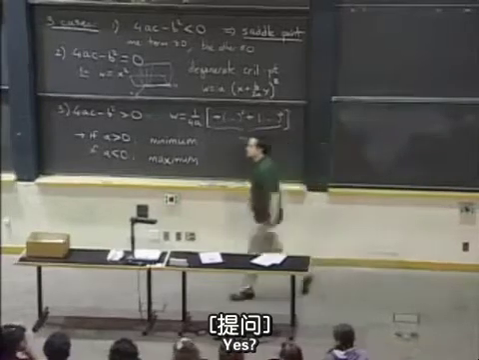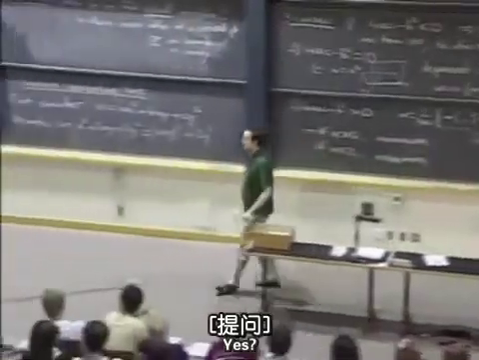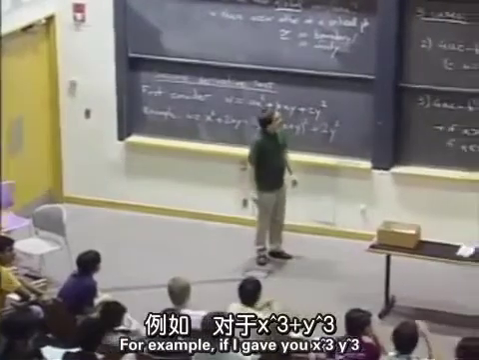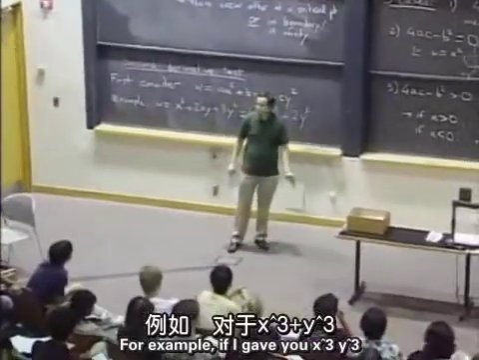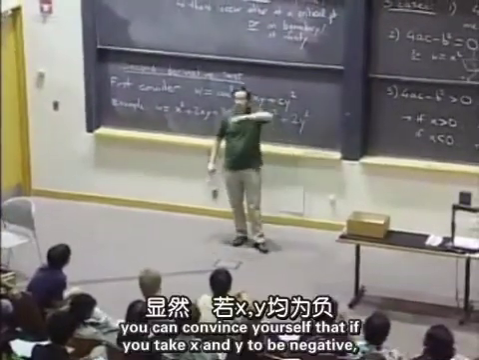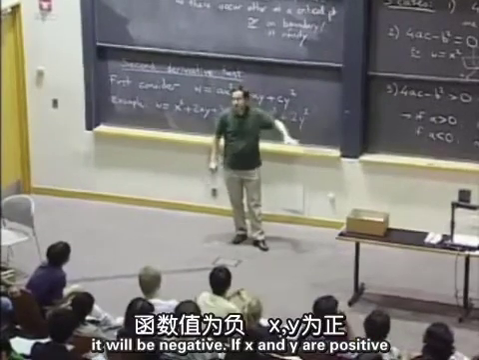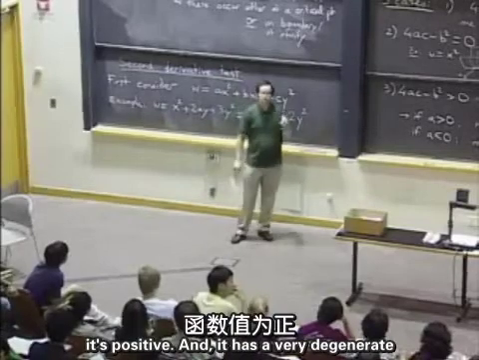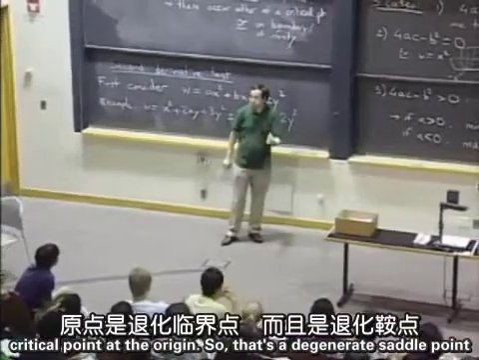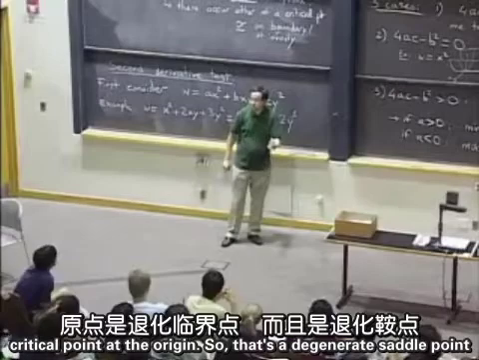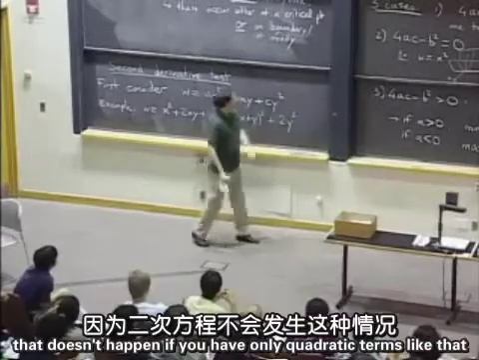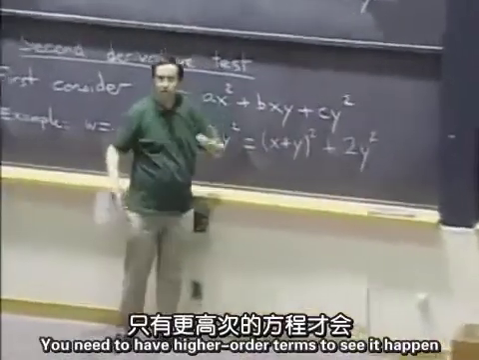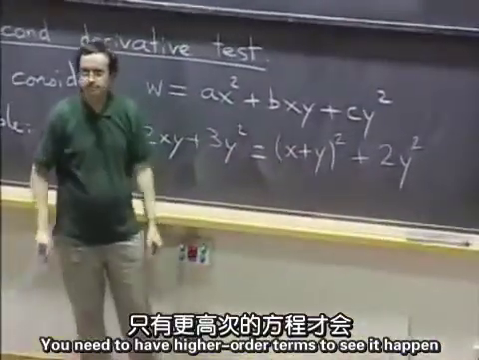Yes? It is possible to have a degenerate saddle point. For example, if I give you x cubed plus y cubed, you can convince yourself that if x and y are negative, it will be negative. If x and y are positive, it's positive. And it has a very degenerate critical point at the origin. So that's a degenerate saddle point. We don't see it here because that doesn't happen if you have only quadratic terms like that. You need to have higher order terms to see it happen.